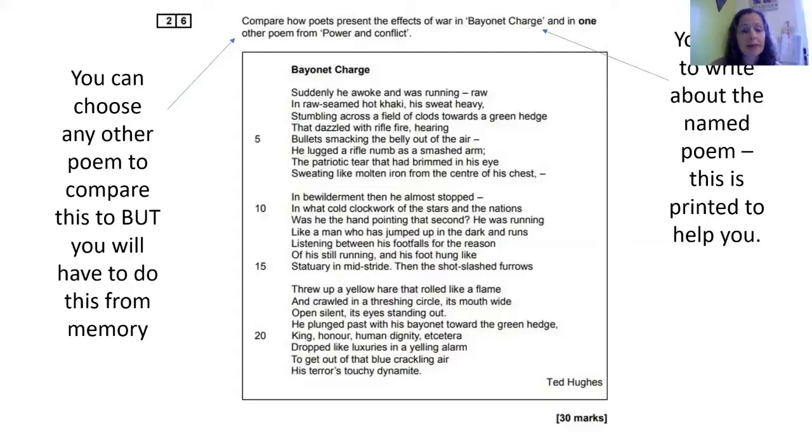We also need to start thinking about how the poems compare. So that's what the exam question is going to look like. You have to write about 2 poems. One is named and printed in the exam paper. That's the one you have to write about. The other one you can choose, but you've got to write about it from memory.